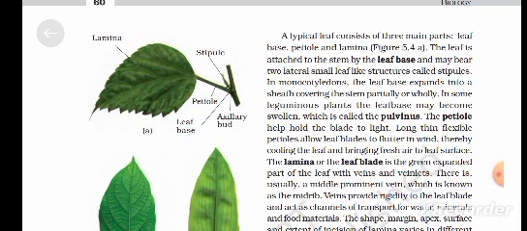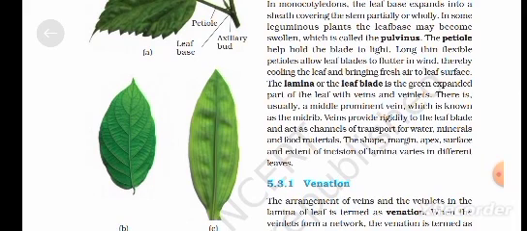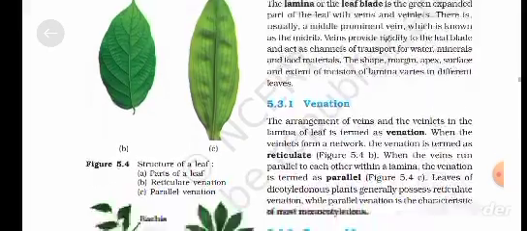Long, thin, flexible petioles allow leaf blades to flutter in wind, thereby cooling the leaf and bringing fresh air to the leaf surface. The lamina or leaf blade is the green expanded part of the leaf with veins and veinlets. There is usually a middle prominent vein which is known as the midrib. Veins provide rigidity to the leaf blade and act as channels for transport of water, minerals, and food material. The shape, margin, apex, surface, and extent of incision of lamina vary in different leaves.